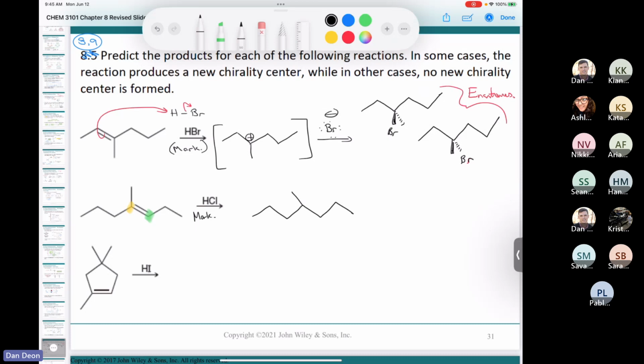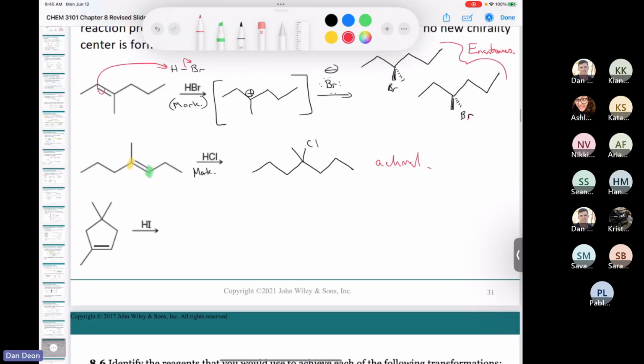We're going to have a methyl group here and a chlorine here. So there's no chiral center in here. Yeah, there's no chiral center, right? You've got a propyl group here and a propyl group here. So this is an achiral molecule, so achiral. And then in the next one, are we going to form a chiral center in the next one?